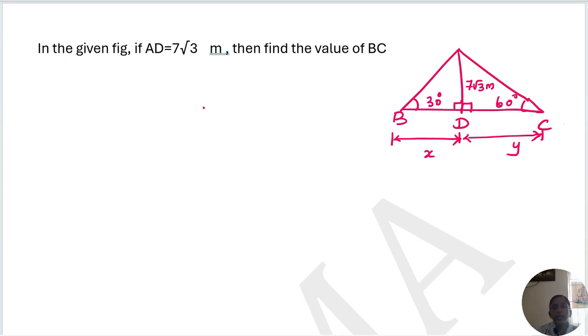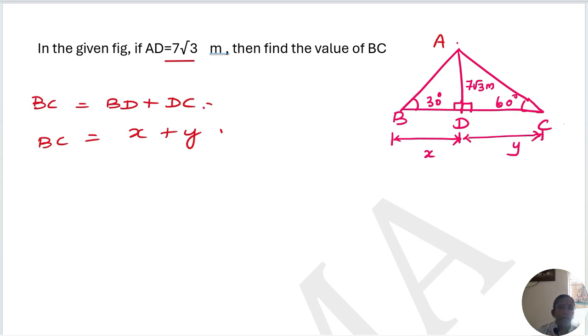In the given figure, AD is equal to 7 root 3 meters. Find the value of BC. So BC is nothing but BD plus DC. BD is given as x and DC is given as y. So BC is equal to x plus y. So look at our diagram. Here we have two triangles ADB and ADC. So you can take one by one.